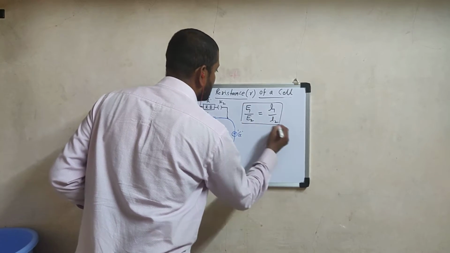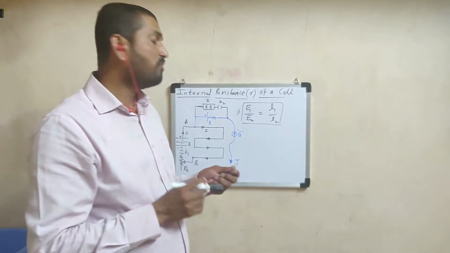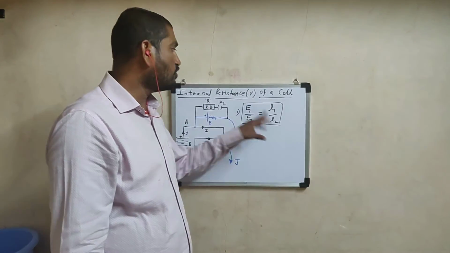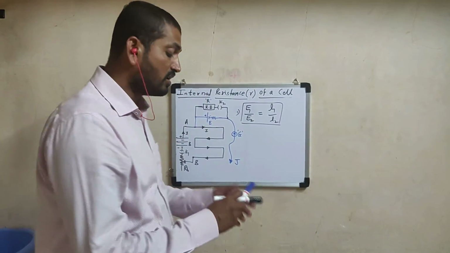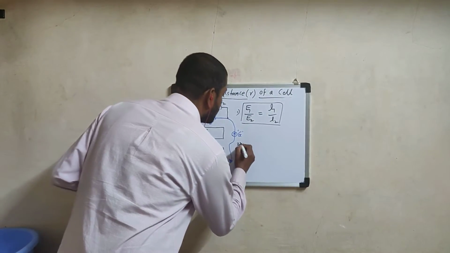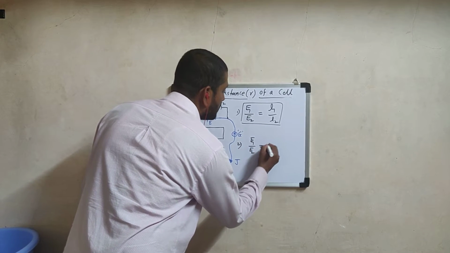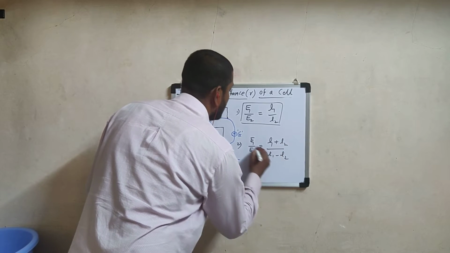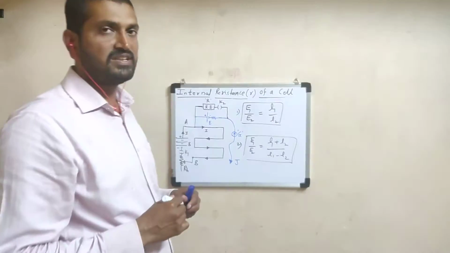In this first method, L1 was the balancing length when the first cell was connected across the potentiometer to get balance. L2 was the balancing length when the second cell was individually connected across the potentiometer. In the second method, we compare these EMFs, E1 by E2, by the formula (L1 plus L2) upon (L1 minus L2). Note that the second method is called the sum and difference method.